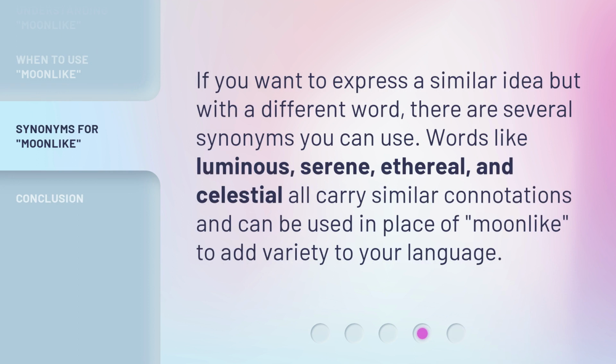If you want to express a similar idea but with a different word, there are several synonyms you can use. Words like luminous, serene, ethereal, and celestial all carry similar connotations and can be used in place of moonlike to add variety to your language.